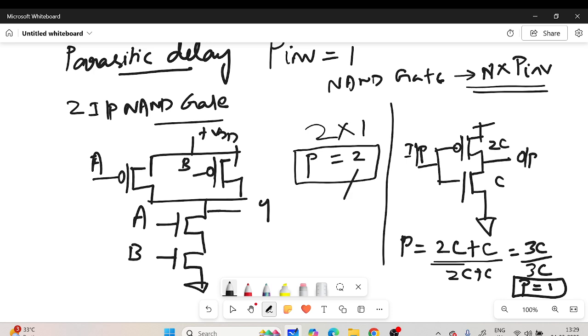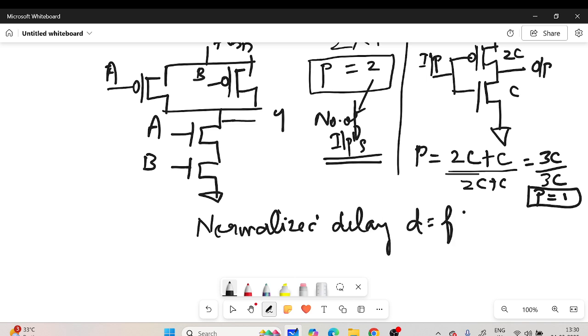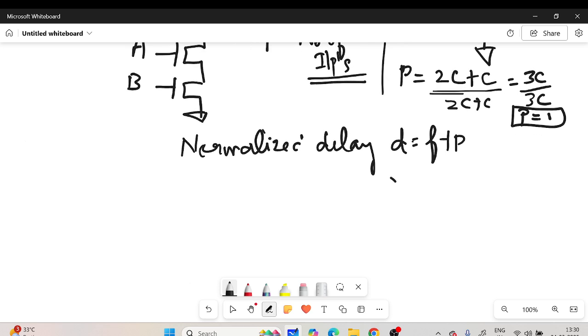In general, how we can define this parasitic delay or how to compute the parasitic delay is you just consider the number of inputs that are being applied to the gate. When you consider the number of inputs that are applied to the gate, you can see that in the case of a 2 input NAND gate, the parasitic delay value is equal to 2. And in the case of an inverter, we are applying only one input, so the parasitic delay value is equal to 1. Now, if I want to compute a normalized delay using a linear delay model, what will be the formula for the normalized delay is D will be equal to F plus P. And you know that this D can in turn be written as G into H plus P, right?